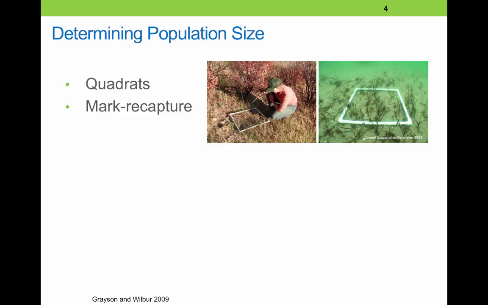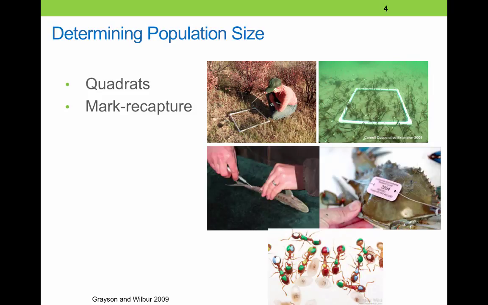Another method is called mark and recapture, and this is good for organisms that move. The idea is that you capture a number of individuals and you mark them all in some way. To mark organisms, you can use tags or place paint on the outside of the organisms, like on these ants or the crab. In addition to these sorts of external tags, you can insert pit tags into organisms, like you might have an ID chip implanted into your pet.